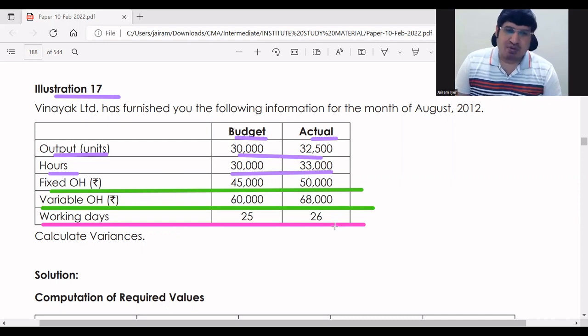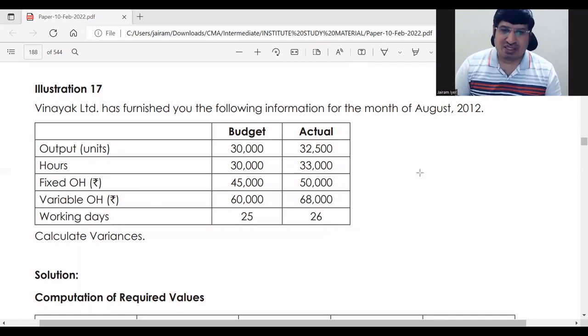So in this problem I will tell you the 3 sub-parts of variable overhead. It is very, very simple. Once you know fixed overhead variance, variable overhead variance is a much smaller part. If you know fixed overhead variance, it is like you know variable overhead variance. Only thing is you have to be told once, that's all. So let's start. We'll first go for fixed overhead variances.